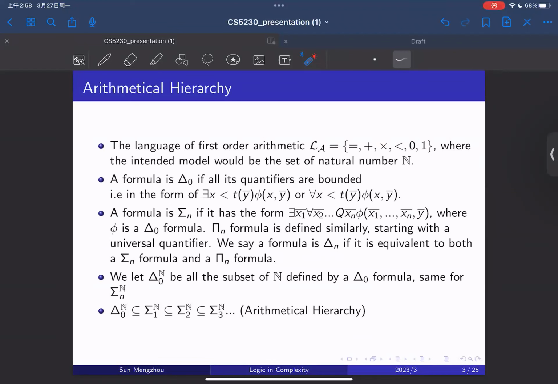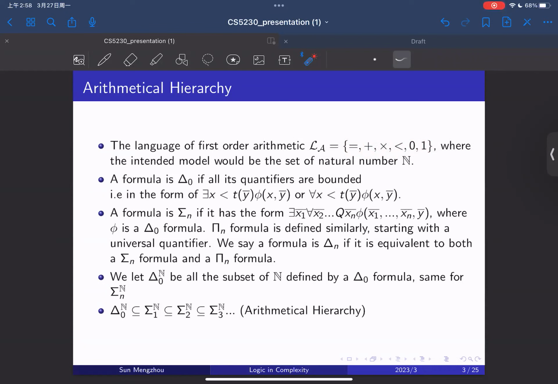So first we shall introduce the arithmetical hierarchy, which is the classical object in mathematical logic and computability theory. So we will have a language of first order arithmetic. Here the language is not the same as the language in the lecture. Here the language means a set of symbols. We have equality, plus, times, less than, 0 and 1. And the intended model would be the set of natural numbers N.